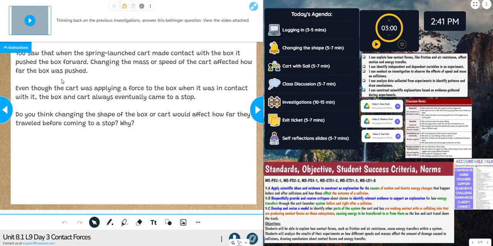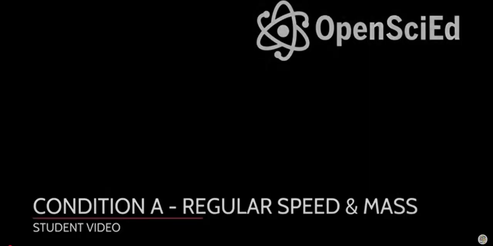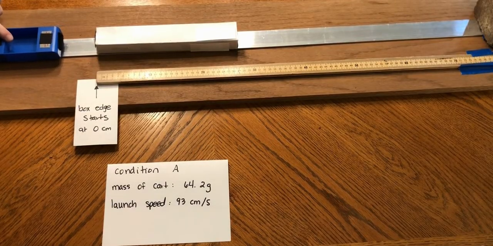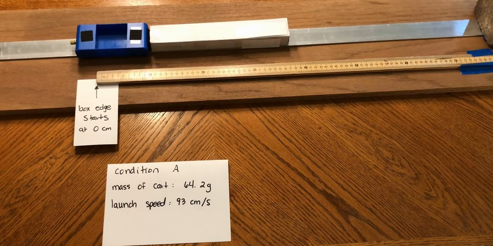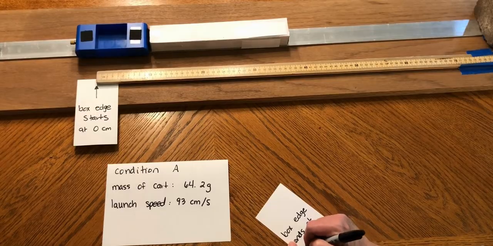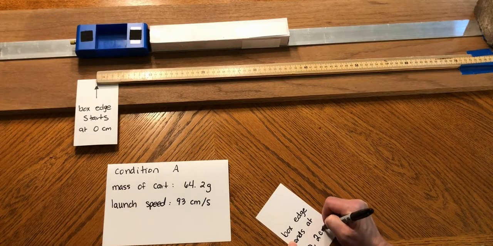So, thinking back on the previous lesson, I want you to look at the video and then answer the bell ringer question. So let's do the video first. So in this investigation, you see there's nothing in the cart. And you see that as it was launched, it started from 0 centimeters and it's going to end up at 10.2 centimeters.